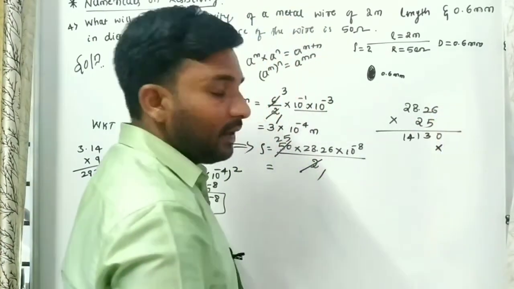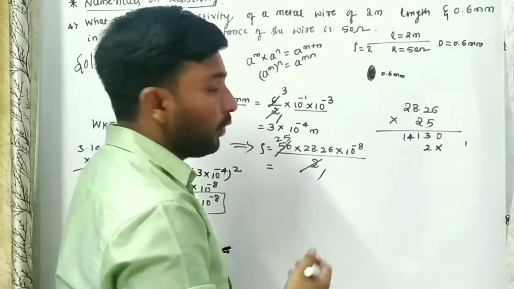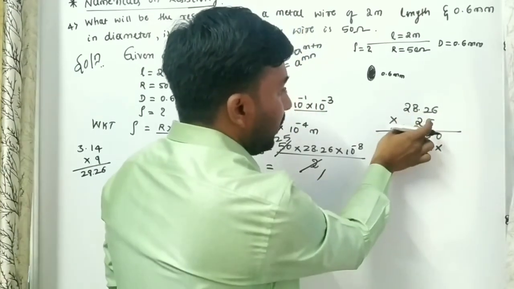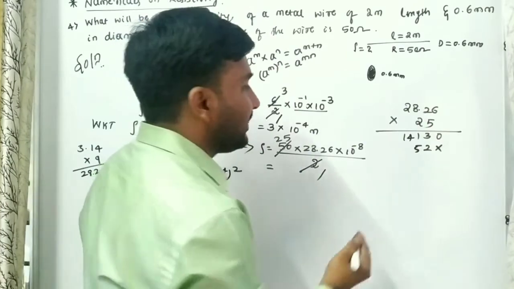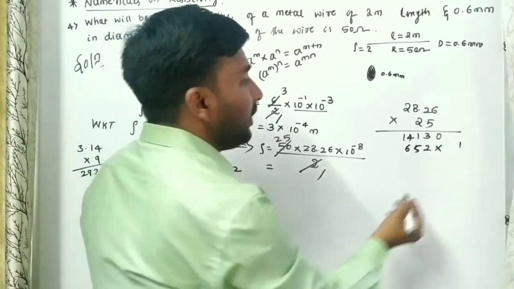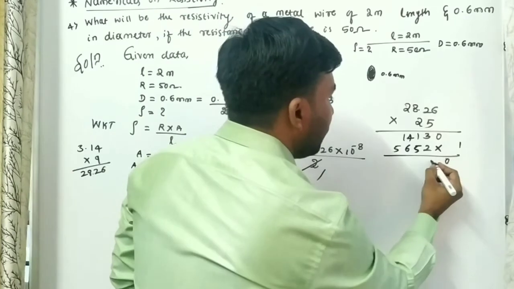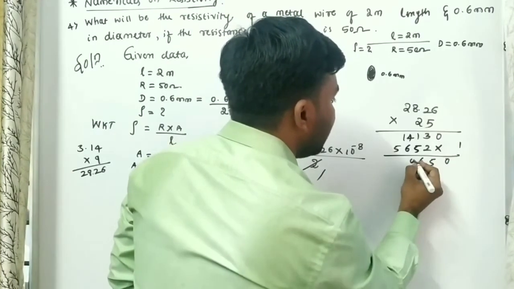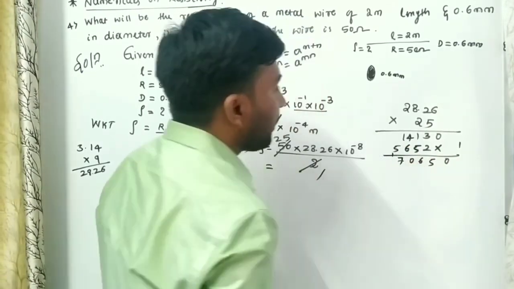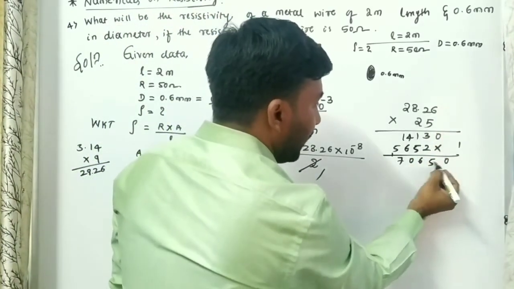2 into 6 is 12, carry 1. 2 into 2 is 4, plus 1 is 5. 2 into 8 is 16, carry 1. 2 into 2 is 4, plus 1 is 5. Add 0, 5, 6, 10, carry 1, 7. So after how many digits do I need to give the point? After 2 digits, 1, 2.